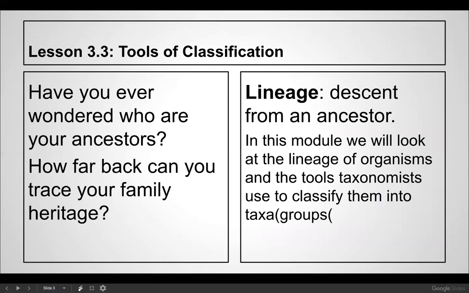How far back can you trace your family heritage? Lineage, descent from an ancestor. In this module, we will look at the lineage of organisms and the tools taxonomists use to classify them into different groups.